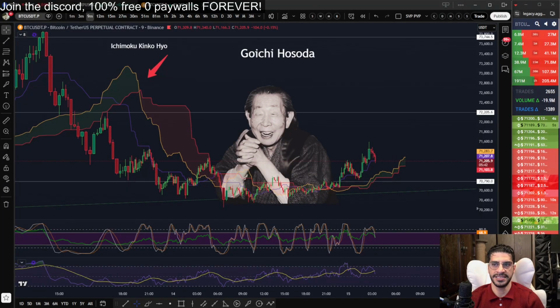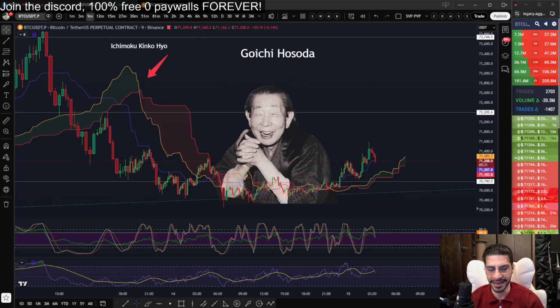So let's talk about some of the history of the Ichimoku, because it's pretty interesting. In the 1930s, a beautiful legend, an absolute unit of a human being. You can see him right here, he's on my charts. This man's name is Goichi Hosoda. This man used to trade the Japanese stock market as well as the rice market.